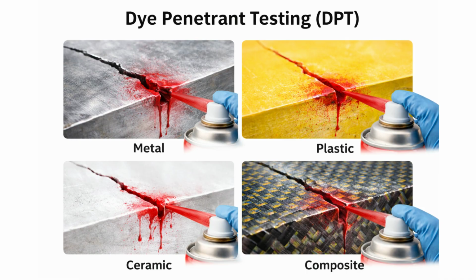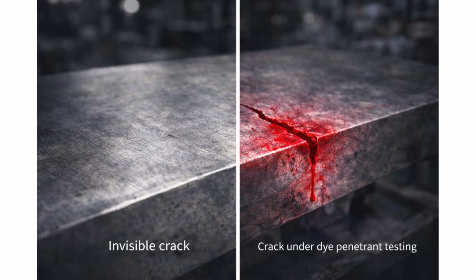The beauty of this method is its versatility. It works on metals, plastics, ceramics, and even composites, making it one of the most universal testing methods available. Now you might be asking, why is this method so important? Why can't we just look at parts with our eyes or use a magnifying glass? The answer is simple. Many cracks and defects are microscopic.